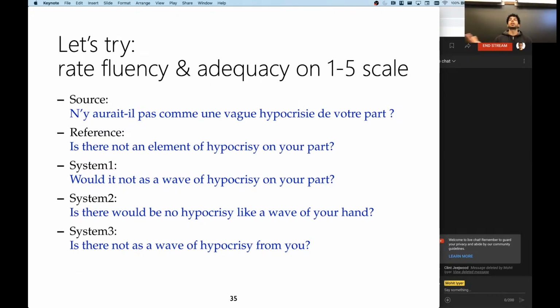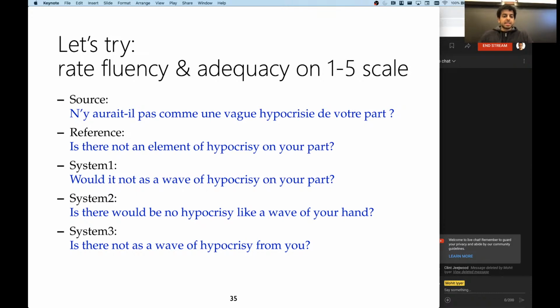I just want to try in this class, let's see if we can come to an agreement on whether or not these sentences are fluent or adequate given the source sentence. So I'm not going to read the source sentence, but the reference translation, so the reference means this is the gold translation that an actual human has produced: is there not an element of hypocrisy on your part? So now we have 3 systems, and each one has produced a translation of this sentence. System 1 says, would it not as a wave of hypocrisy on your part?